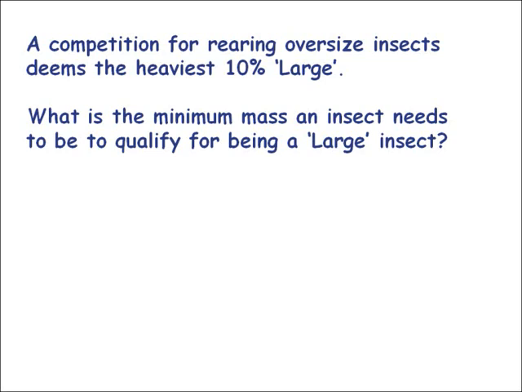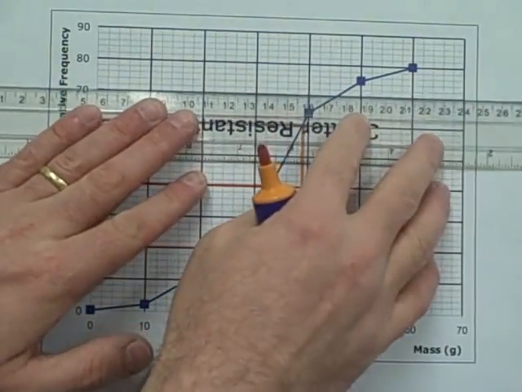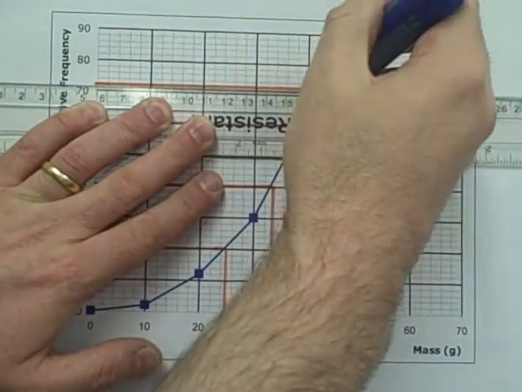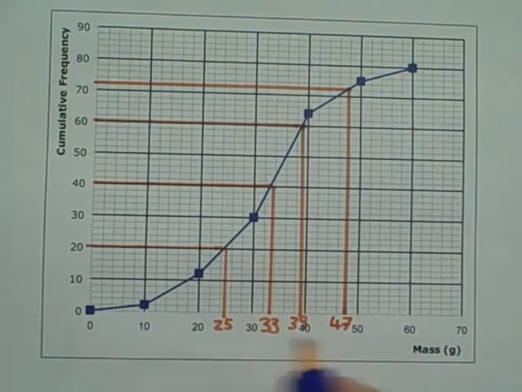Finally, we can use the graph to answer other questions too. Suppose that a competition for rearing oversized insects deems the heaviest 10% of the insects to be defined as large insects. What is the minimum mass an insect would need to be to qualify for the description of large? Since there are 80 insects, only 8 will be deemed to be large. As these are the heaviest 8, we read off the mass, which corresponds to a cumulative frequency of 72. The minimum mass an insect could be to be deemed large is 47 grams.